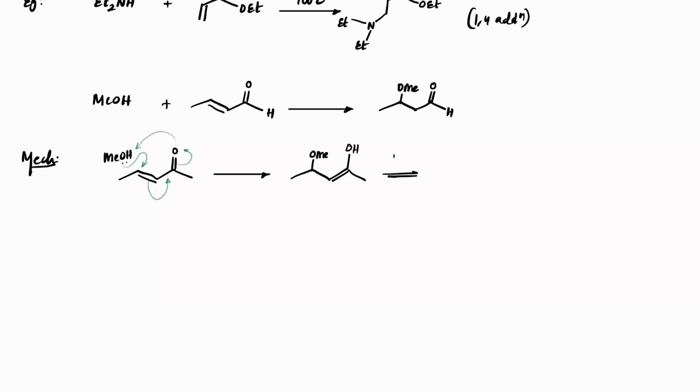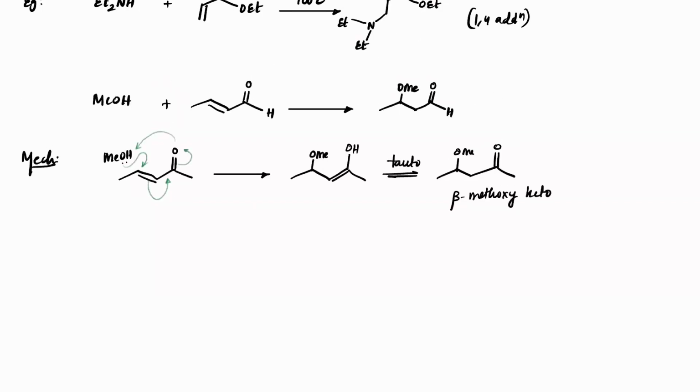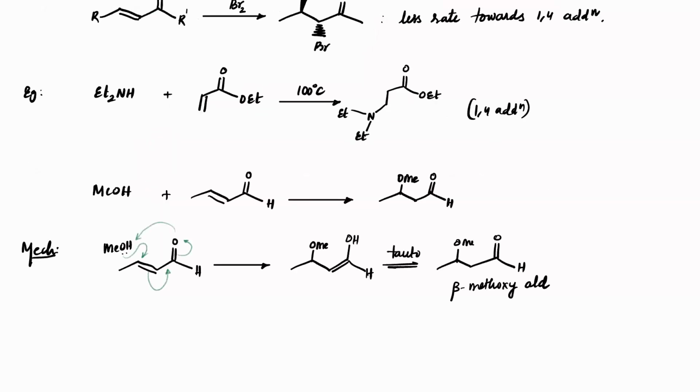And on tautomerism, this OMe will remain, and here you'll have double bond O and methyl like this. So what we get here is beta methoxy ketone. All right, here it is an aldehyde, so I'll put it as aldehyde only. Beta methoxy aldehyde. Same goes with thiols also.